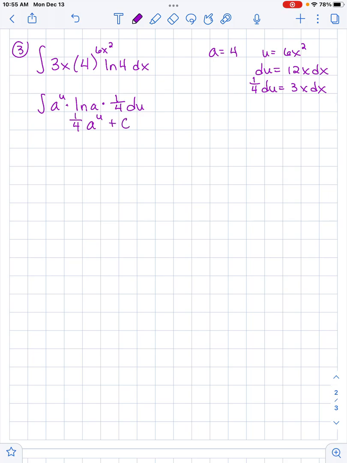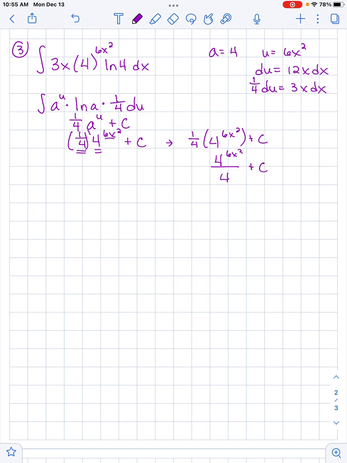And we know that a is 4, so 1/4 times 4 to the 6x squared plus some constant. Unfortunately, you cannot multiply 1/4 times 4 and make it 1, because this is 1/4 to the first, and that's 1/4 to the 6x squared. They cannot be multiplied together. This is as far as you can go. Or you can write it like this, whatever you prefer.